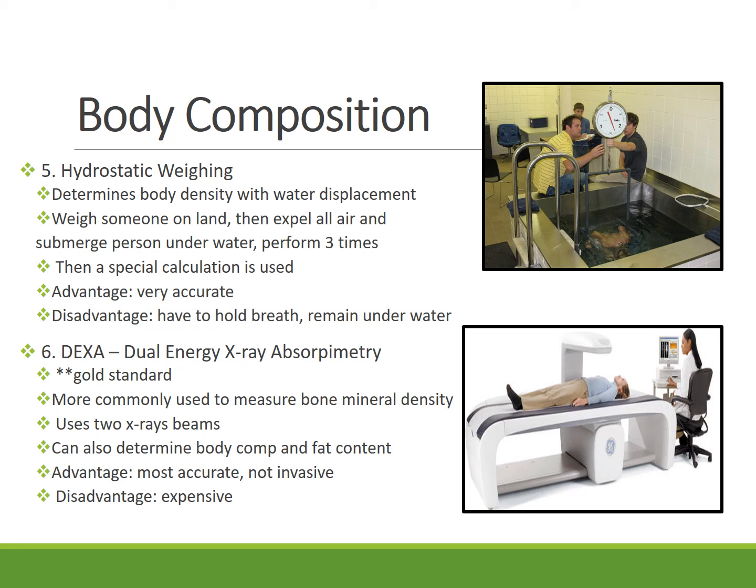There's a sixth option. It's a DEXA, a dual energy X-ray absorptiometry. This is the gold standard. However, it's more commonly used to measure bone mineral density, so for osteoporosis and things like that. It uses two X-ray beams that go through the body, and it can also be used to determine body composition and fat content. The advantage is that it's most accurate and non-invasive. However, it's extremely expensive, and most people aren't going to let you use it for body composition and fat content measurement. They're going to stick to what it's typically used for, which is bone mineral density.